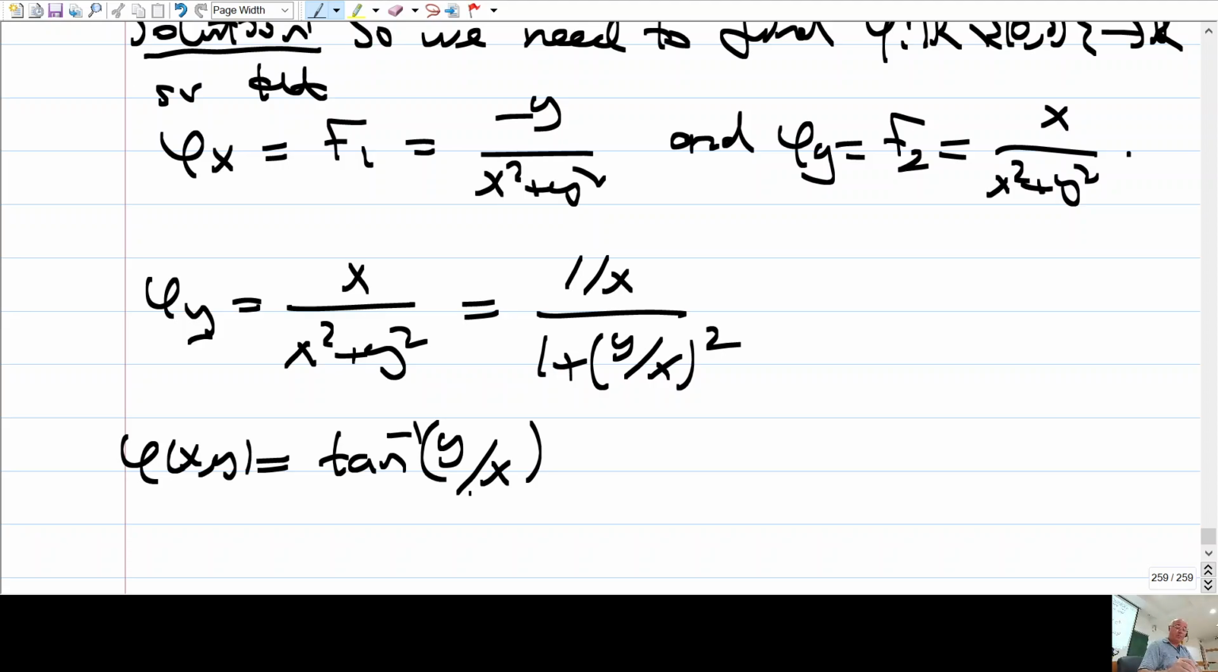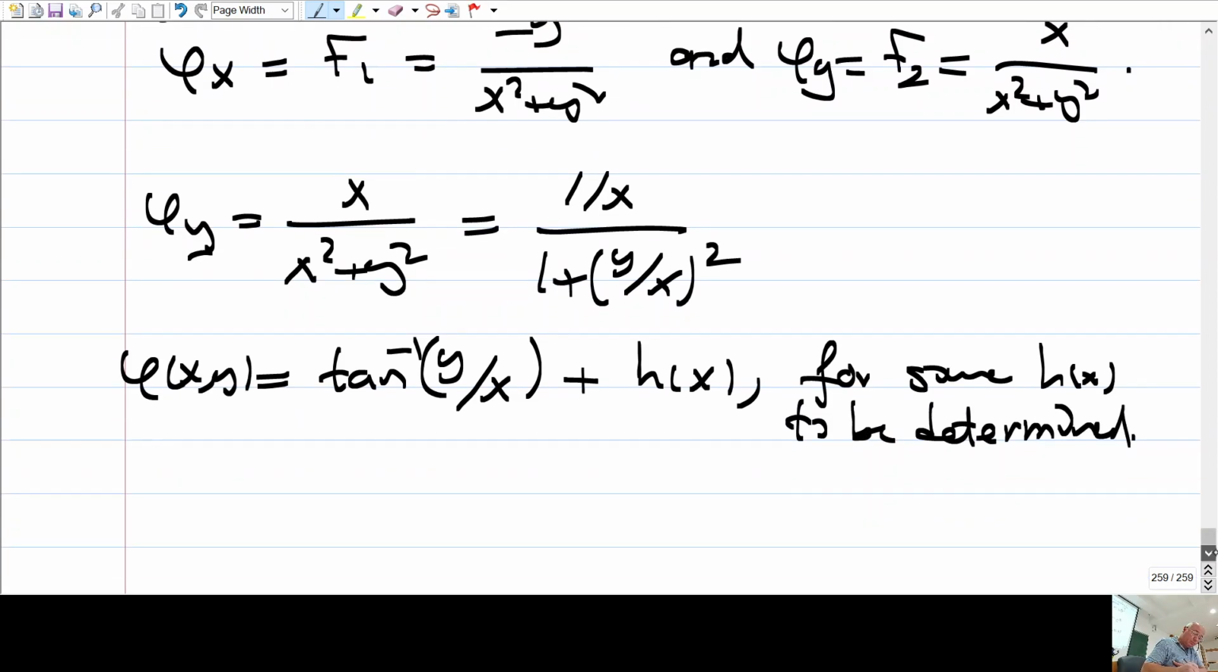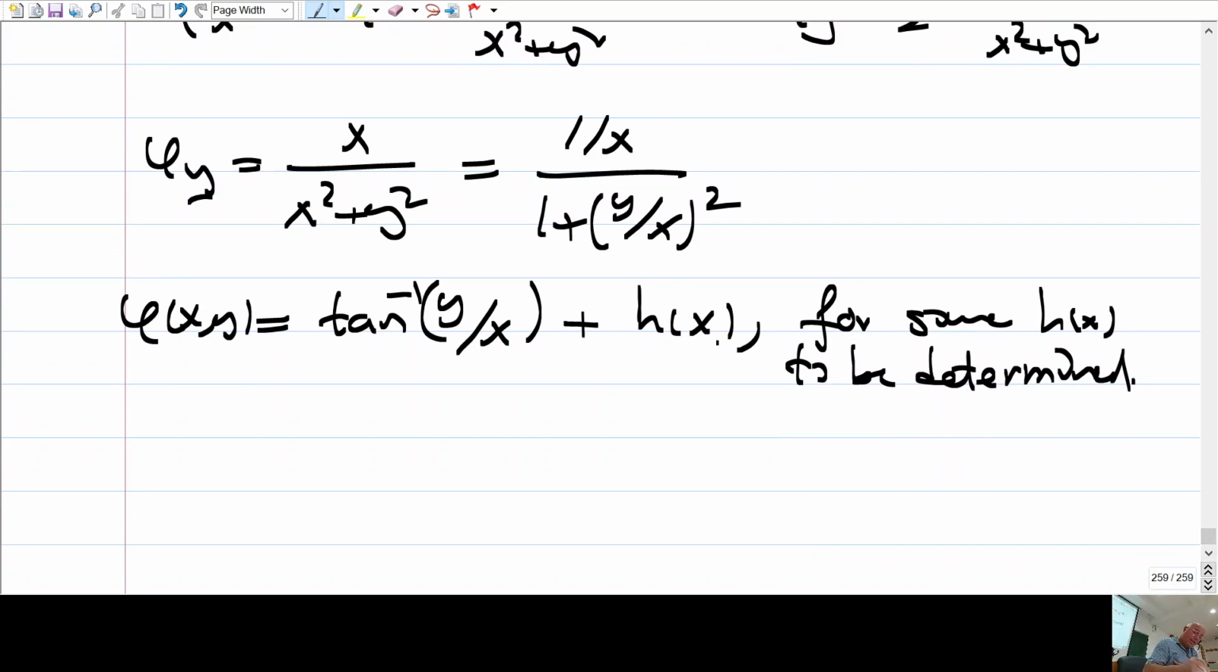Right, when you take the derivative of this with respect to y, you get exactly this expression, plus, of course, some function with respect to x, because I am integrating with respect to y. Therefore, there should be some h here, a function of x, for some h of x to be determined. How can I find h? Well, we have to look at the other equation.